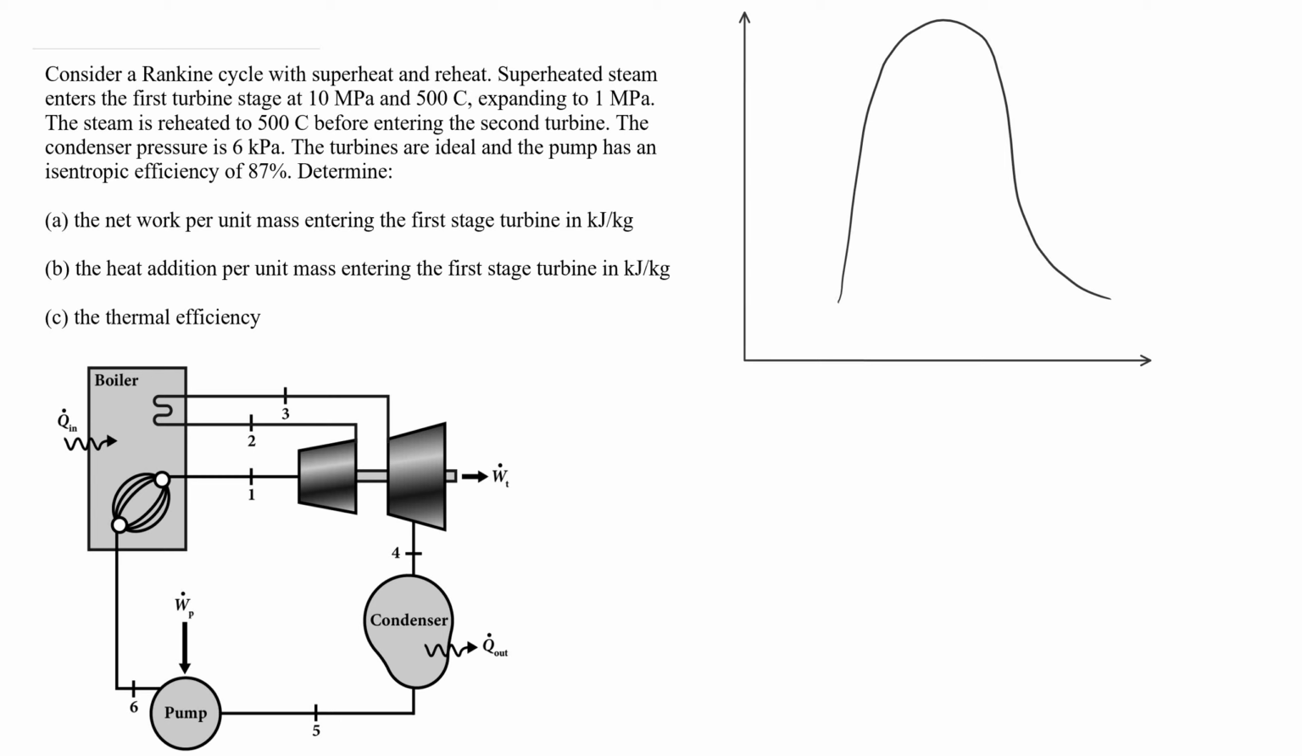And it expands to 1 megapascal through the first turbine. Okay. And then it's reheated to 500 degrees C. So that will be the temperature at state 3. And then it expands through the second turbine to a pressure of 6 kilopascals. The turbines are ideal, but the pump is not. It has an isentropic efficiency of 87%.